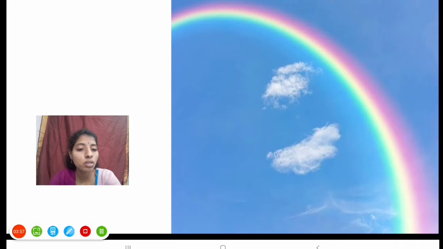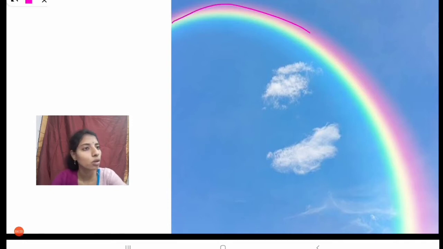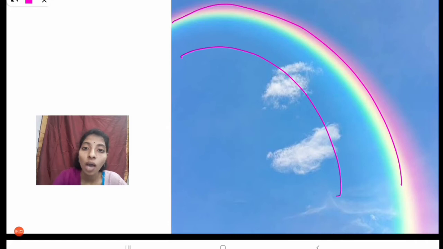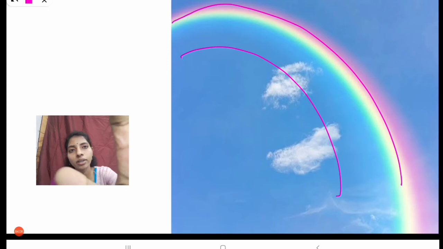You can also see here, on a rainy day we will observe a rainbow in the sky. The rainbow also bends. It is also not a straight line. The rainbow also has a bending line. How it bends means this is also due to refraction of light. And we will observe stars in the night sky. Here this light also we will observe because of the refraction of the light.